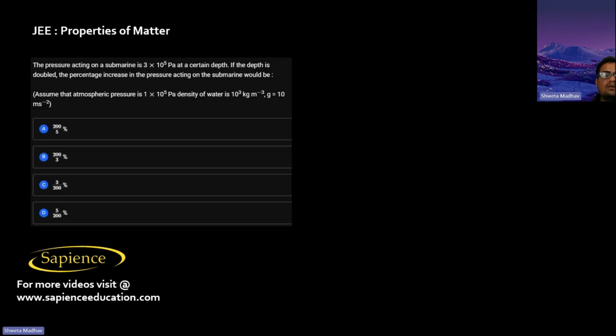The pressure acting on the submarine is 3 into 10 power 5 Pascal at a certain depth. If the depth is doubled, the percentage increase in the pressure acting on the submarine would be? We know that at a certain depth the pressure is this. So the atmospheric pressure is 10 power 5. So 3 times the atmospheric pressure is equal to P naught plus rho g h. So it means rho g h is actually 2 P naught.